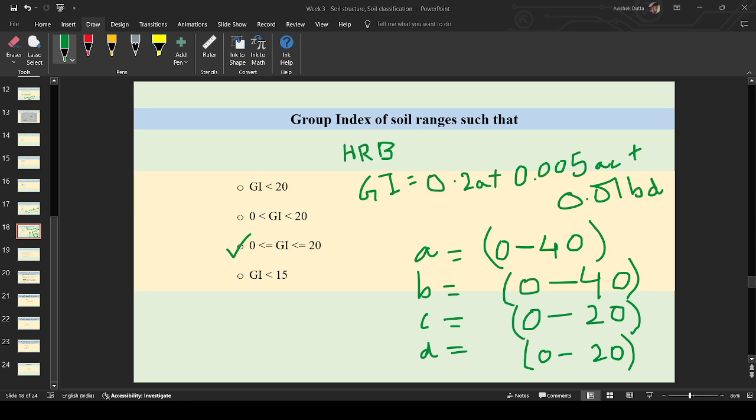So back to the question, the group index of soil ranges from greater than or equal to 0 to less than or equal to 20. I believe the solution was clear. Okay, I'll go to the next question.